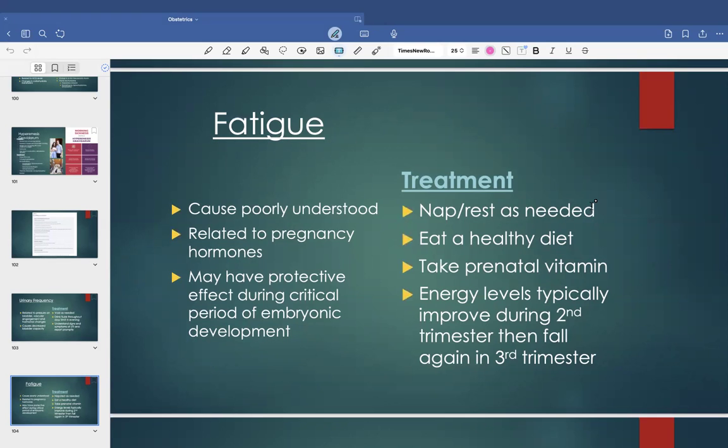Energy levels typically improve during the second trimester, then fall again in the third trimester. So just make your patient aware of that because they may complain. I was feeling so much better, you know.